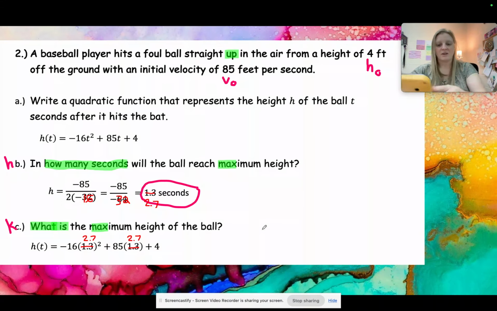All right, we're going to type that in our calculator. Again, type it all in one shot. So much easier. Negative 16 times 2.7 squared plus 85 times 2.7 plus 4. And you're going to get 116.9. And that's my answer for K.